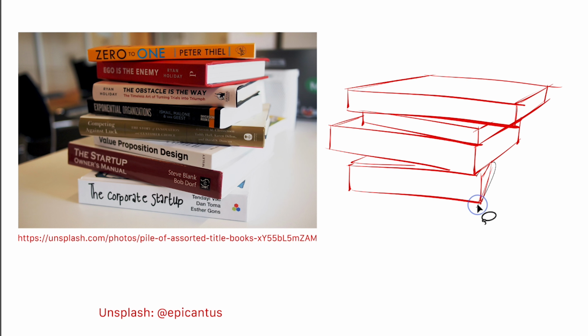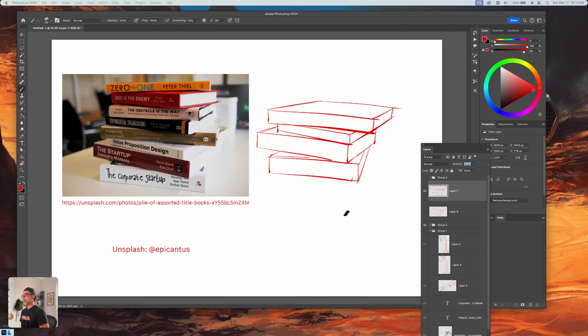I just noticed that this bottom book, I can probably extend these lines out. Very easy to do at this stage because I'm not dealing with details. And I've got now a stack of books. And I can always come back in and add whatever details I want.